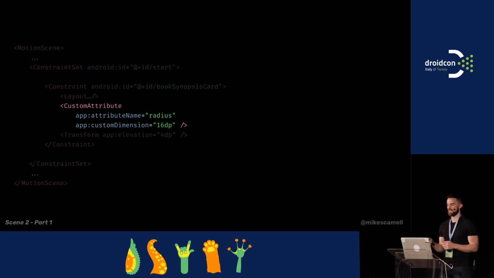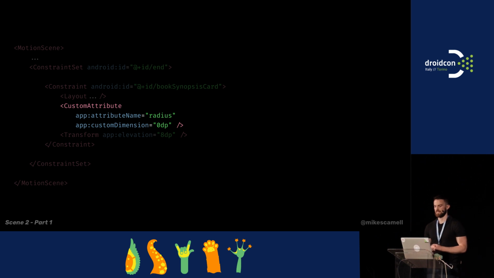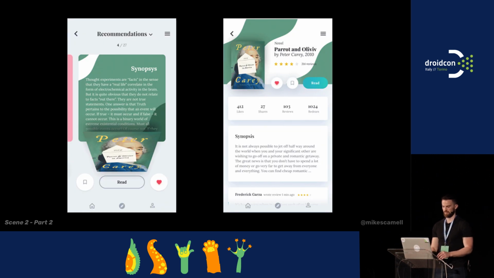So in our start constraint set, we can set a custom attribute on the radius and set the initial value to 16 dp. Remember, this will be used over any value that you set in your layout. And this has tripped me up way too many times, so I'm going to keep repeating it throughout this presentation. In our end constraint set, we just set it to 0 dp to get the square corners. So let's go look at the first part of our second scene.